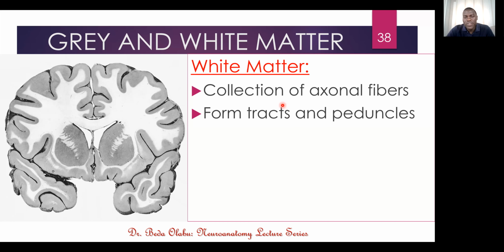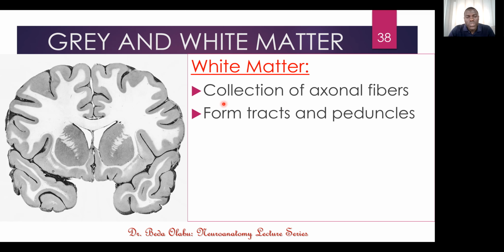For example, there could be axons that carry pain sensation. That's a tract. Different from axons that carry vibration sensation. That's another tract. Different from axons that carry the sensation regarding vision, that would be another tract. So a tract is a group of axons with the same function. A peduncle is a collection of different tracts. So it's just a mass that contains different tracts. That's what we call a peduncle. And especially you'll find that in the brain.